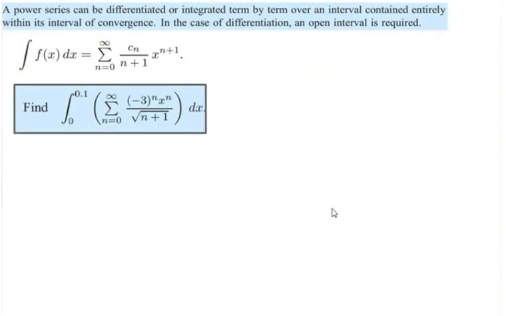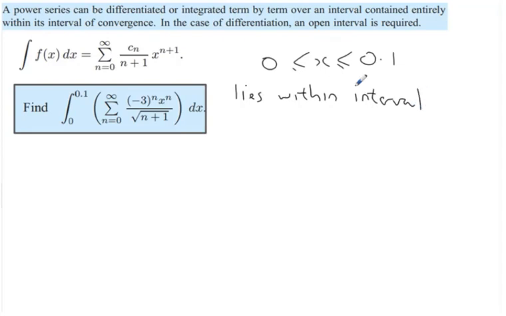Right, so now we know that this particular interval from 0 to 0.1 is completely contained within the interval from minus 1/3 to 1/3. From 0 to 0.1, x lies within the interval of convergence, which we just said was minus 1/3 less than x, less than or equal to 1/3.